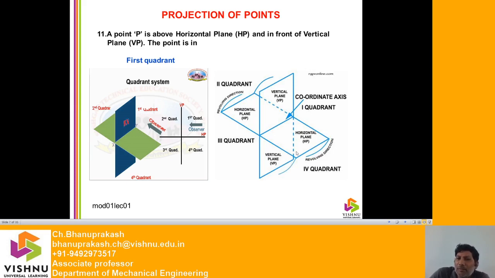See, this is the horizontal plane. The horizontal plane is not constant. Always it will be moving in the clockwise direction. But the vertical plane is always in the vertical position only. The horizontal plane is not constant, because based on the principal planes of projection, it is always moving in the clockwise direction.